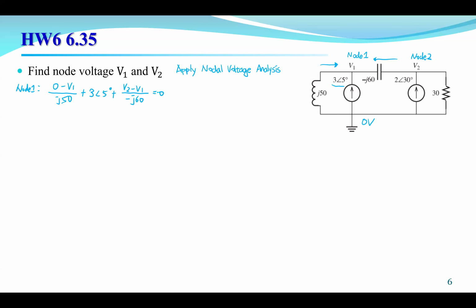Then we look at KCL at node 2. At node 2 we have current flowing from bottom to top: 0 voltage minus V2 divided by 30, plus there's a current source 2 angle 30 degrees, plus the current from node 1 to node 2, which is V1 minus V2 divided by minus j60, equals 0. So we have these two equations.